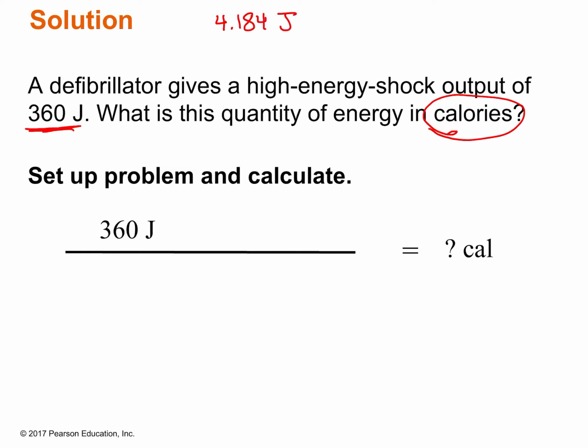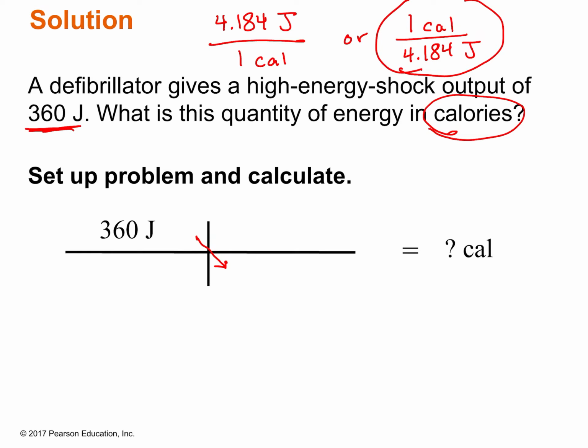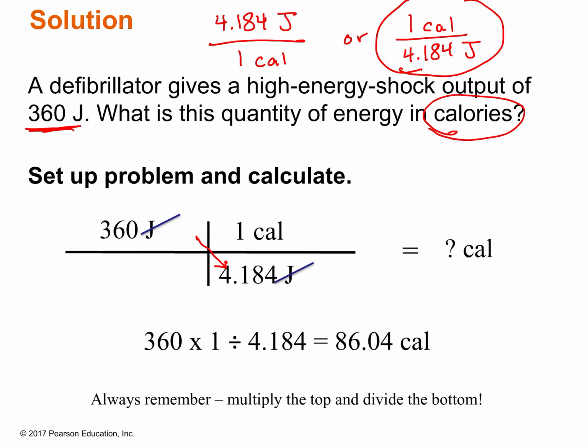So remember our 2 different conversion factors. We had 4.184 joules on the top and 1 calorie on the bottom, or 1 calorie on the top and 4.184 joules on the bottom. So joules has to cancel joules. If we have joules here, we always have to cancel down and to the right, which means that joules needs to be on the bottom. So that's how we know that we're going to use this conversion factor. 4.184 joules will go on the bottom, and 1 calorie goes on the top. Double check that our units cancel. Joules cancels joules, and we're left with calories, which is what we are trying to find.